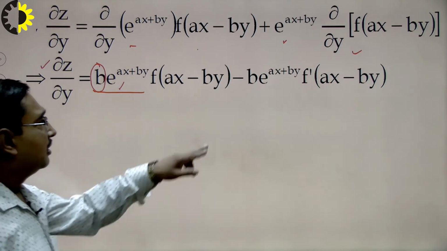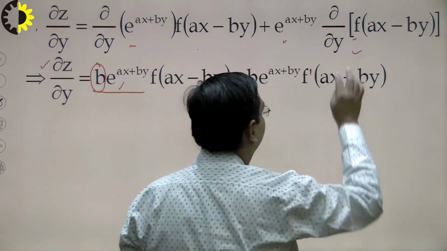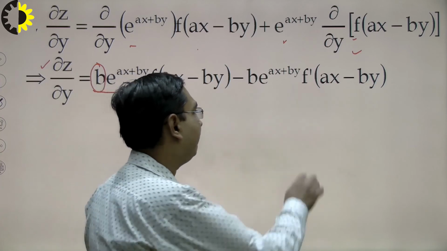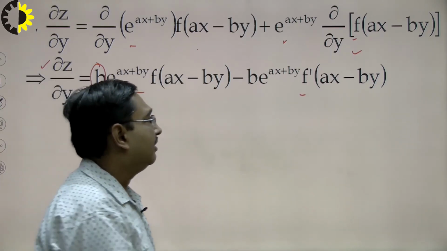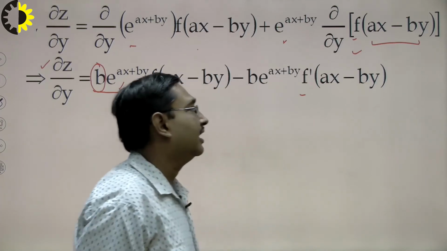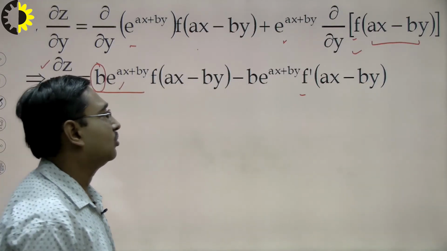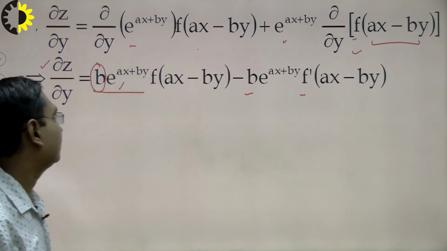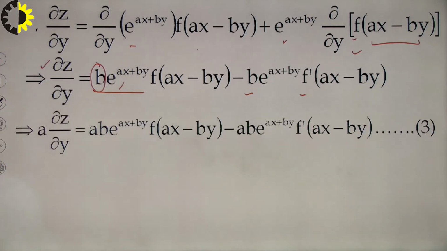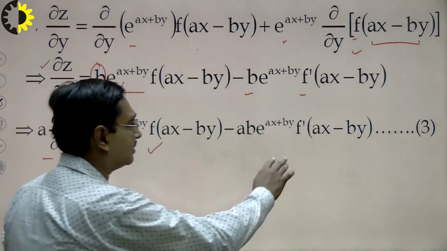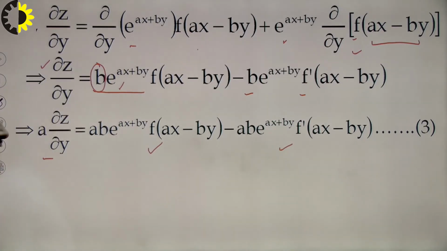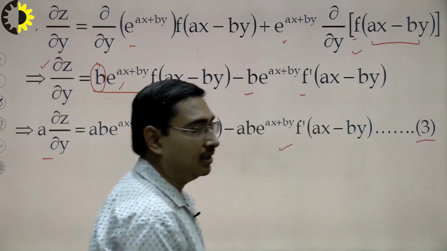In the second term, when we are differentiating this unknown function f, f will be replaced by f dash, and this ax minus by differentiated with respect to y will give simply minus b. We shall multiply this result by a to calculate our second term. It becomes ab e raised to the power ax plus by f ax minus by minus ab e raised to the power ax plus by f dash ax minus by. I call it equation 3.